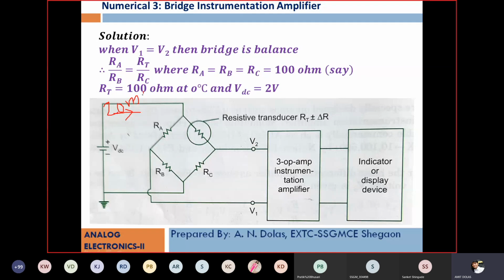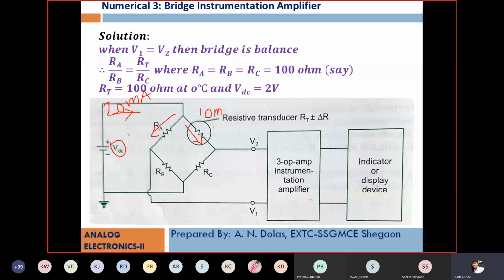So it is 20 milliampere, the total current passing into the bridge, out of which 50% will pass through the RA, RB branch, and 50% will pass through the RT and RC branch. So say 10 milliampere is passing here. Accordingly, you can choose the value of VDC. So how will you choose the value of VDC?